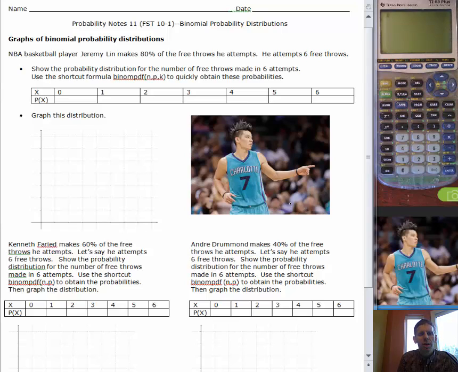We're going to look at 3 NBA basketball players and how well they shoot free throws. We're going to start with a member of the Charlotte Bobcats. His name is Jeremy Lin. He makes about 80% of the free throws he attempts. And let's say during a particular game he attempts 6 free throws.